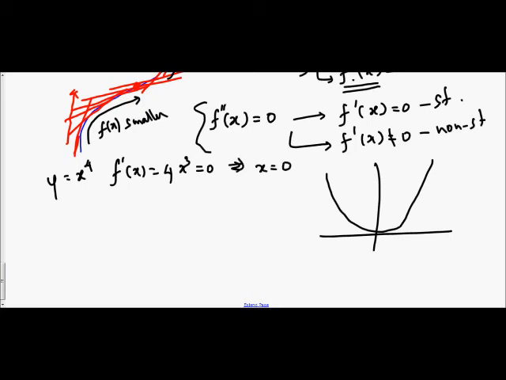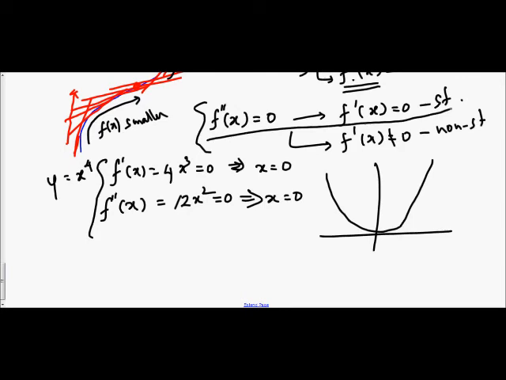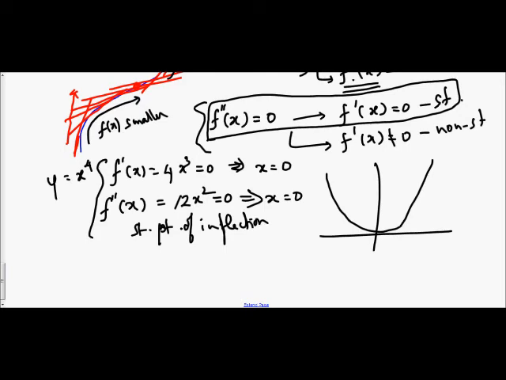You have a stationary point, and f double dash x is equal to 12x squared, which is equal to 0, gives you x is equal to 0. So you have f dash x equal to 0 and f double dash x equal to 0, which is this condition, which should give us theoretically a stationary point of inflection, which is not so when you see the curve, right?